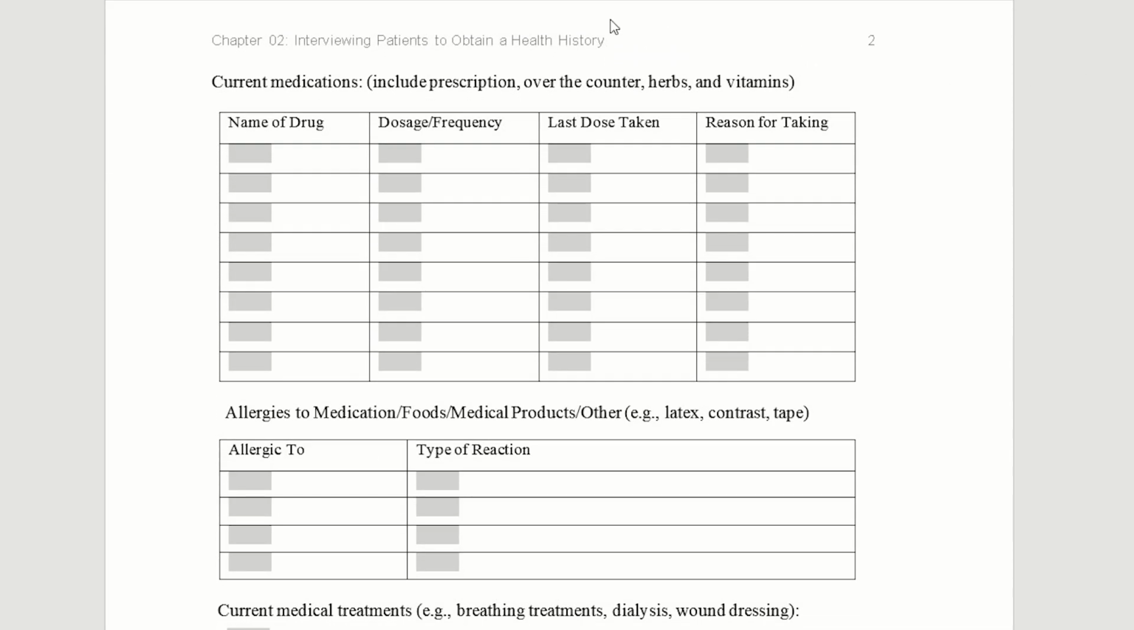So, current medications. That includes prescription, over-the-counter, herbs, and vitamins. What I see here as a problem is students, or even nurses sometimes, not putting the exact dosage along with milligrams or micrograms, and also frequency, how often they take it. And this is another piece here, last dose taken. Don't just put yesterday or something like that. You do need to put the exact date, and also if it was taken in the morning, afternoon, or evening, and the reason for taking any of those medications.